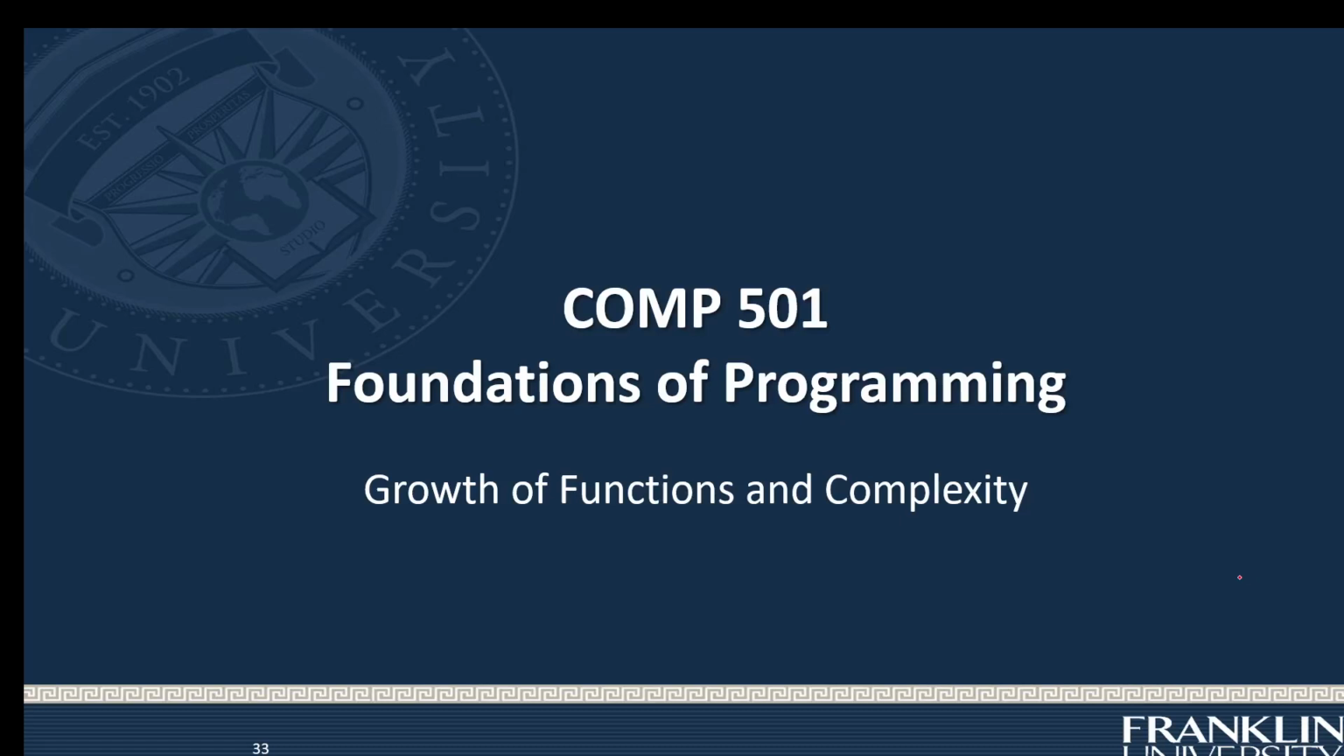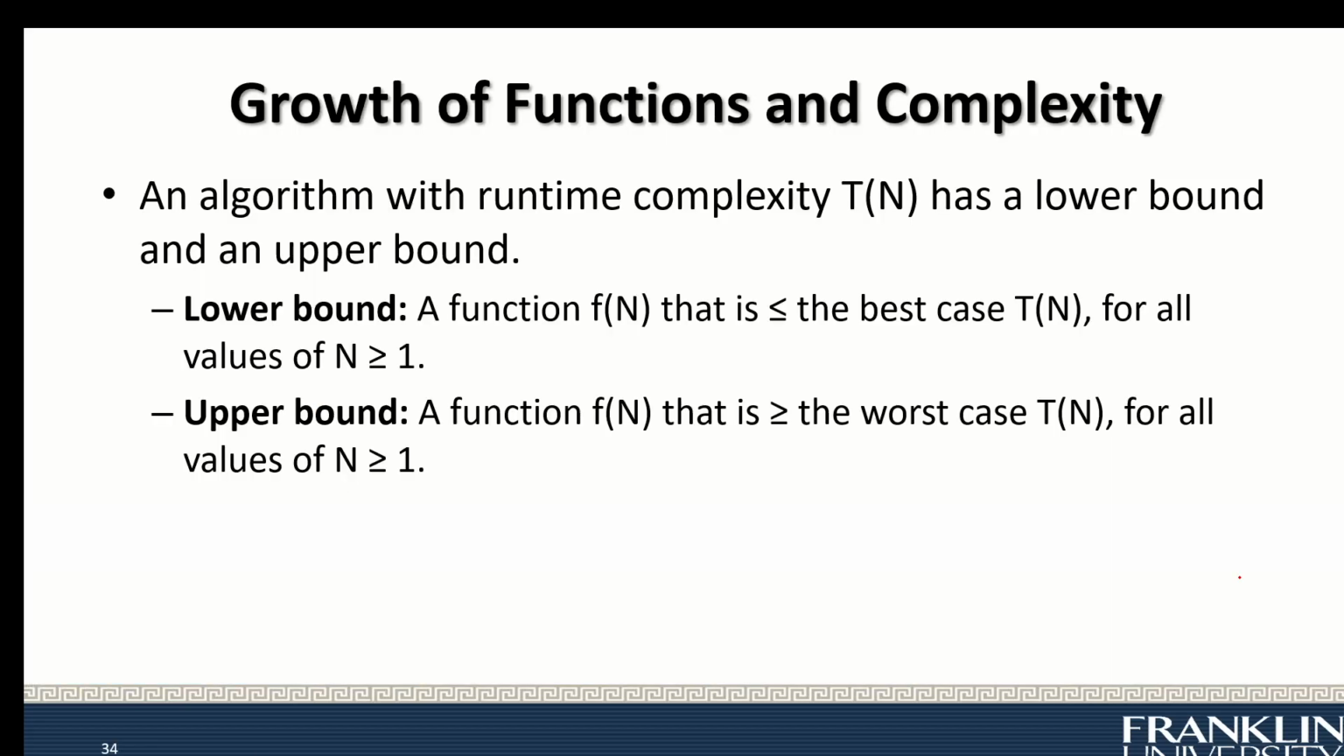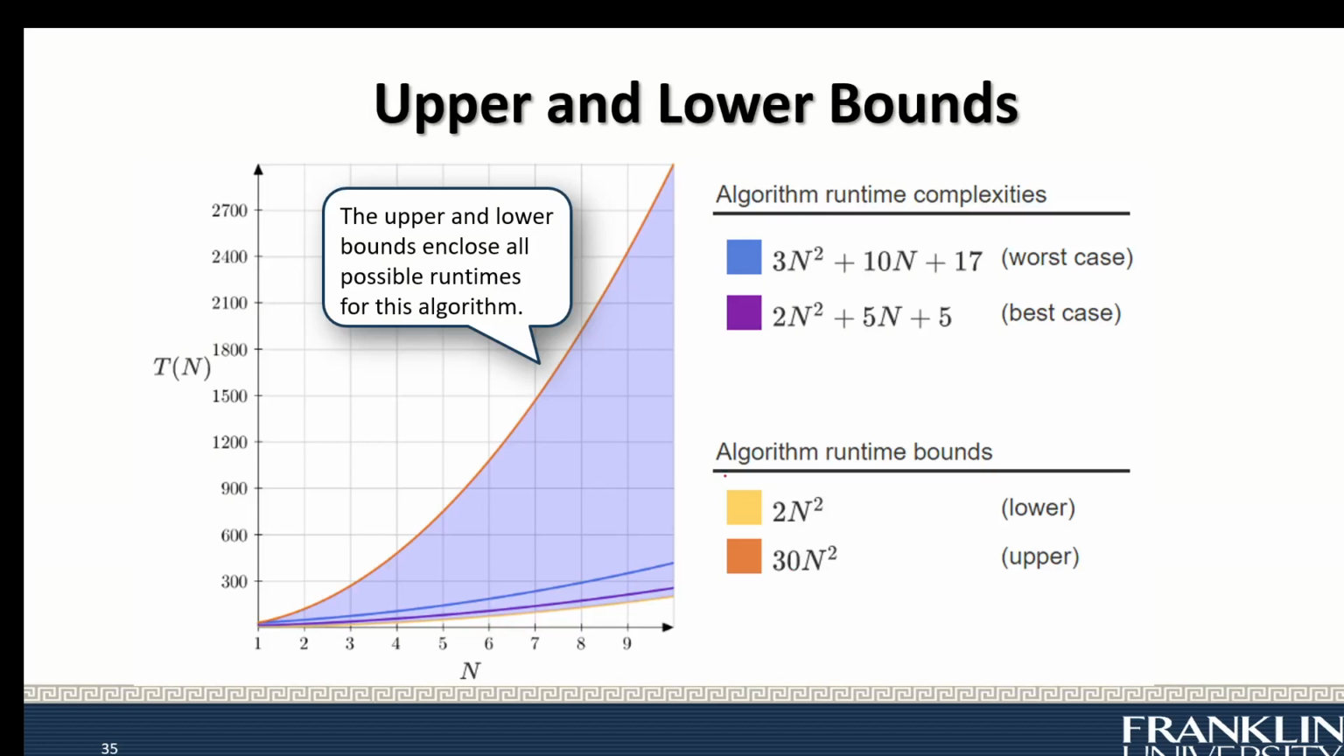In this lecture, I will talk about the growth of a function and complexity. An algorithm with runtime complexity T(n) has what we call the lower and upper bound. The lower bound is a function that is less than or equal to the best case of the runtime complexity T(n) for all values of n greater than or equal to 1, and the upper bound is a function that is greater than or equal to the worst case of T(n) for all values of n greater than or equal to 1. What that really means is the algorithm sits between the lower bound and the upper bound of these functions.